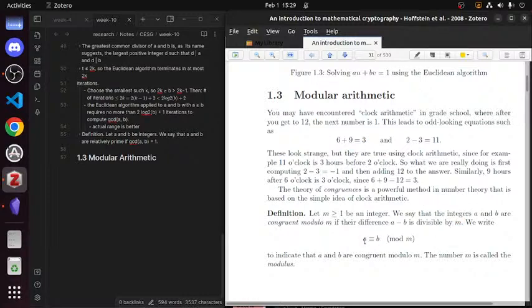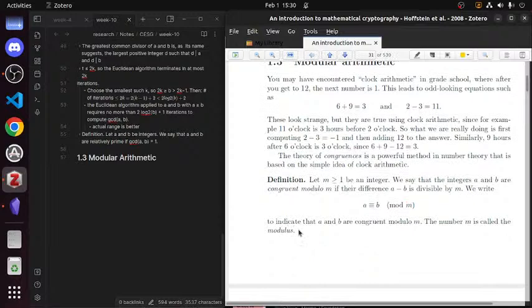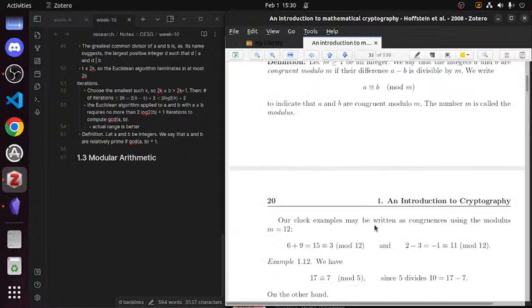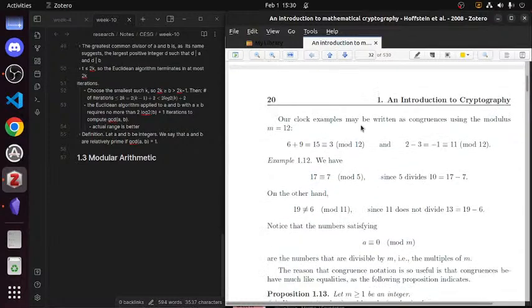We write a, three lines, which almost looks like an equal sign, b. I sometimes say equals by accident when I see it. Congruent, not equal. And then mod, some modulus, to indicate that a and b are congruent modulo m. The number m is called the modulus. Our clock examples may be written as congruences using the modulus m equals 12.